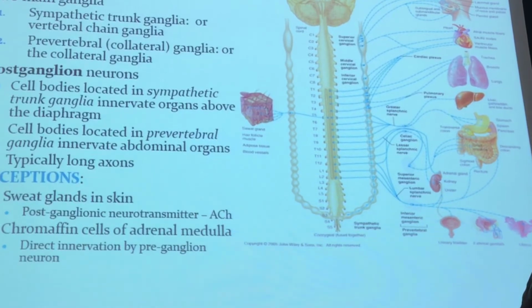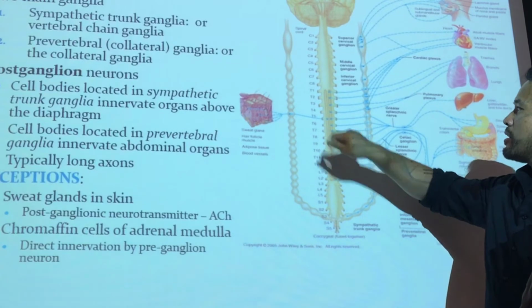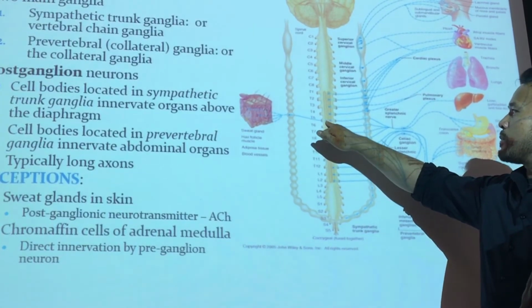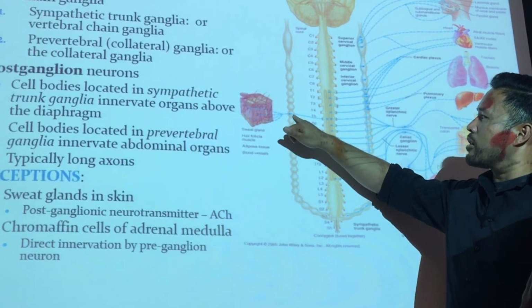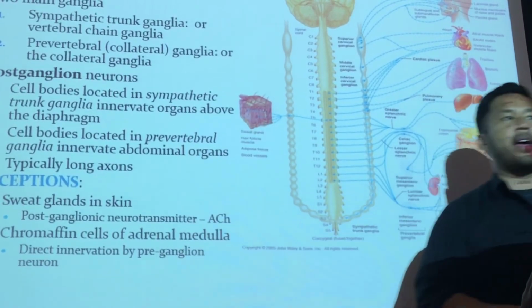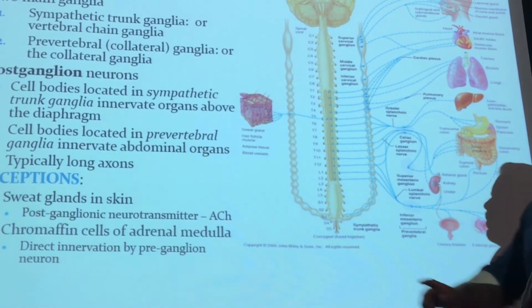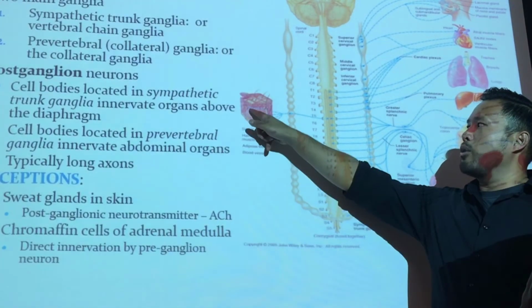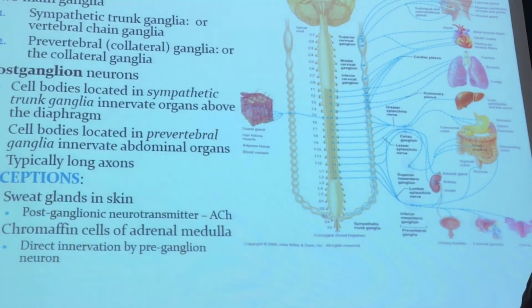Now the other thing is to take a look at T5. On the other side, T5 starts from the spine and travels to the sympathetic trunk ganglion. Our postganglion neurons travel directly to the sweat glands. And at the sweat glands, the postganglion neurotransmitter is going to be acetylcholine. Again, I'll talk about the neurotransmitters in a bit.